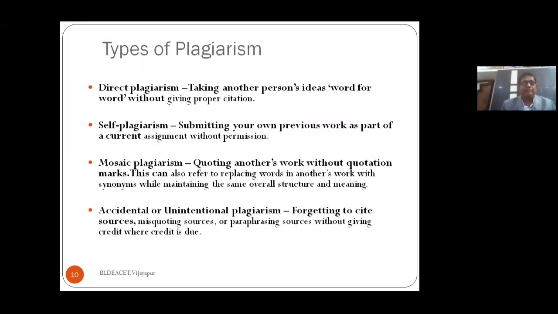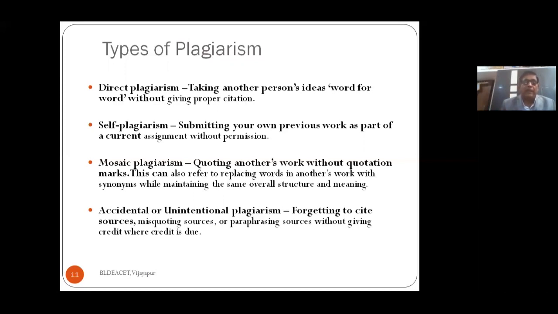Types of plagiarism. See, these are listed as some important things. Direct plagiarism: taking another's personal ideas, word for word, without doing proper citation. Direct plagiarism, cut and paste. Cut and paste and saying it is mine. Direct plagiarism: taking another's ideas word for word without proper citations. So we take from someone without acknowledging them and say it is ours.